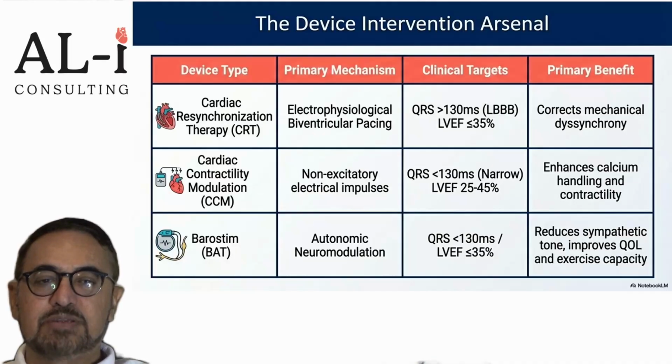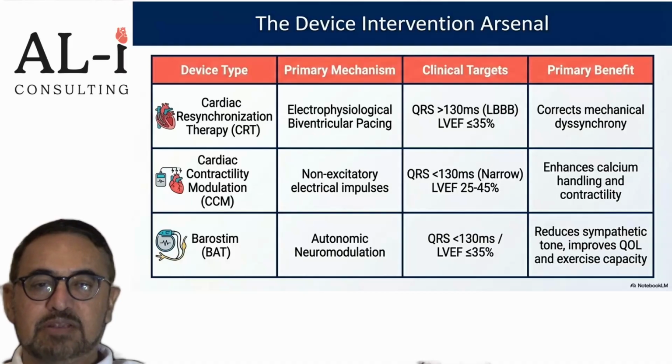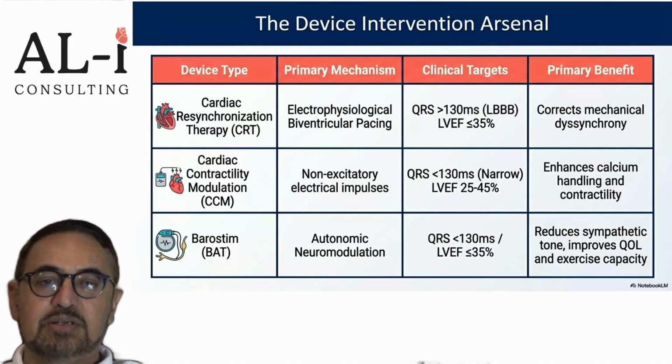It is designed for patients with narrow QRS who are still symptomatic and often have EF in the roughly 25 to 45% range. Rather than resynchronizing contraction, it enhances calcium handling and myocardial performance. Barostim, or baroreflex activation therapy, works through autonomic neuromodulation. It is aimed at reducing sympathetic tone and improving quality of life and exercise capacity. So each device occupies a different niche: dysynchrony correction, contractility support, or autonomic rebalance.